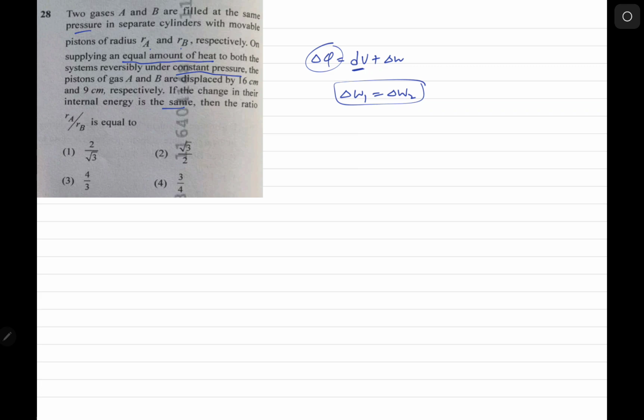Now if the pressure is the same and constant, that means delta V1 equals delta V2. If pressure is the same, the constant will be cancelled out. Now the change in volume, you just need to equate them.